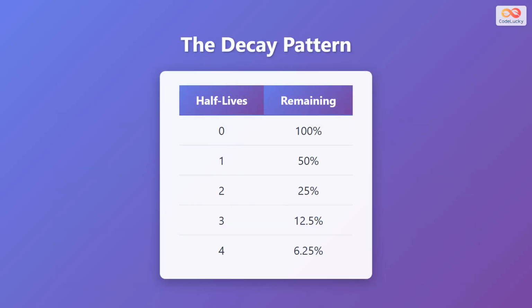Radioactive decay follows a predictable exponential pattern. Starting at 100%, after the first half-life, 50% remains. After 2 half-lives, 25% remains. After 3 half-lives, 12.5% remains. After 4 half-lives, only 6.25% remains. Notice that each half-life reduces the amount by half of what was present at the start of that period. This creates an exponential decay curve that never quite reaches zero, but gets progressively smaller.